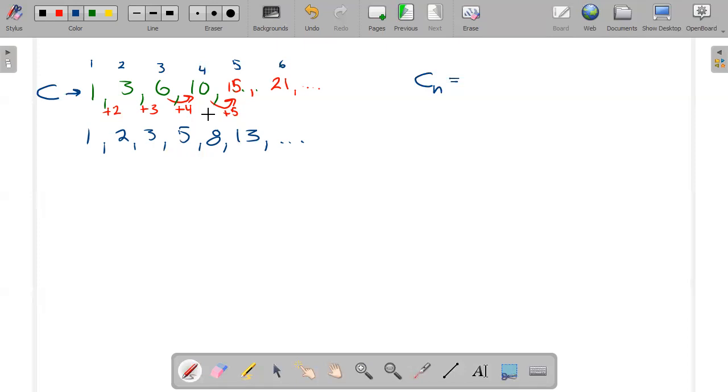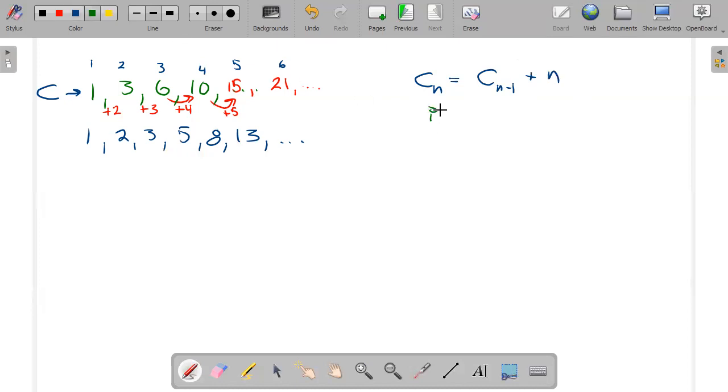Okay. So if the current term is n, the previous term would have to be n minus 1. Remember we talked about the n minus 1 before. So the previous term would be c n minus 1. And I just want to add whatever n is to that. So I'm just going to check that out.